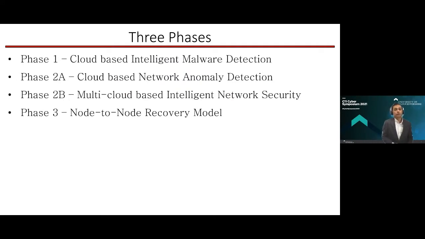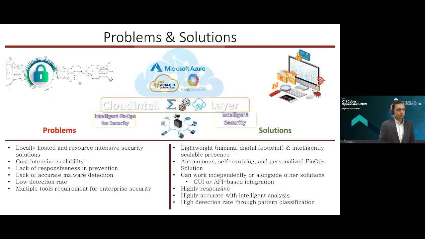It's divided into 3 phases. Phase 1, cloud-based intelligent malware detection. Phase 2A, cloud-based network anomaly detection. Phase 2B, multi-cloud-based intelligent network security. And phase 3, node-to-node recovery model. So what it looks like, something like this. Let me go over problem and solution, then I come back to the diagram.